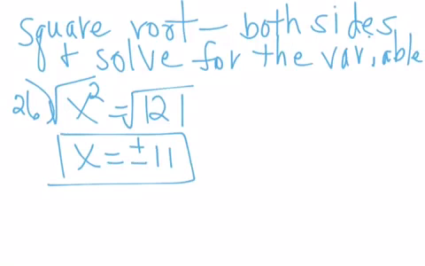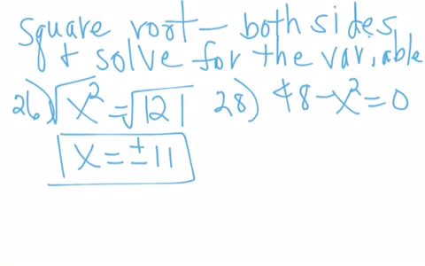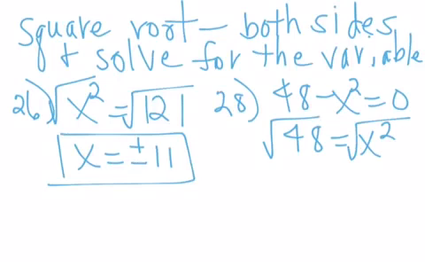If you look at 28, it has 48 minus x squared equals 0. And they think they're being all tricky by doing that. If we add x squared to both sides, then we have 48 equals x squared. So now we're ready to take the square root of both sides.